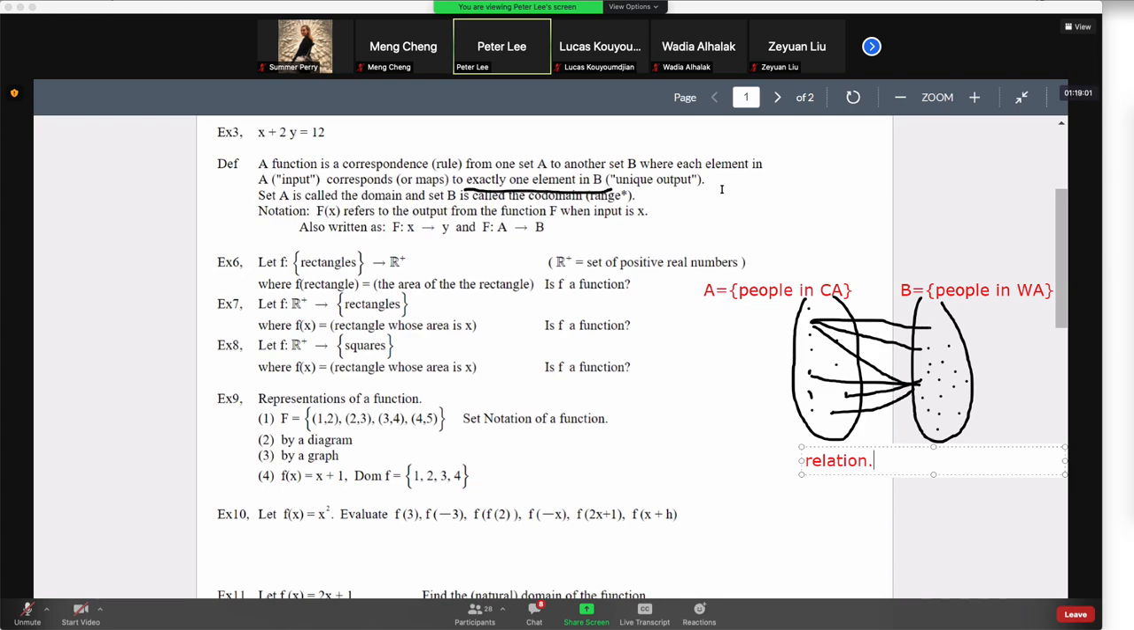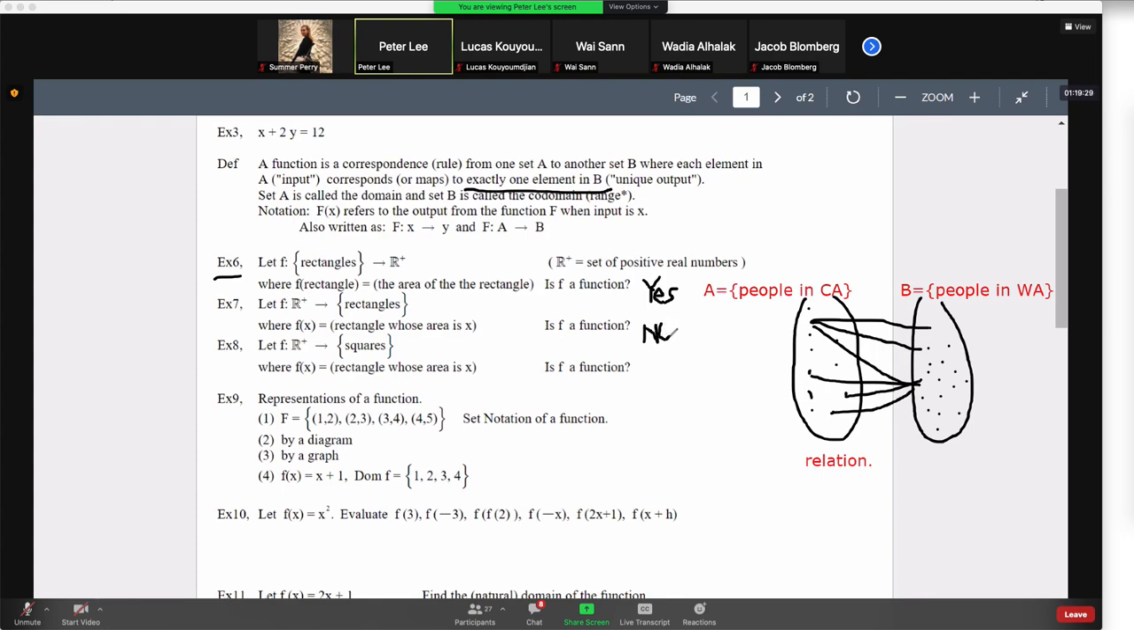Now let me write down the answer here. So for example, 6 to area of rectangle: is this one a function? Yes. And then now example 7. We have from the positive real numbers to a rectangle whose area is x. So this one is no.